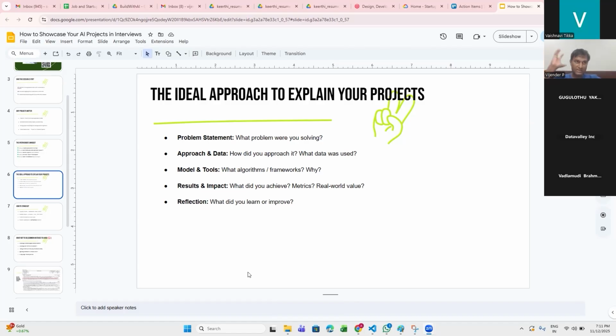The problem I'm solving in this project is to predict the temperature of a particular geography based on the historical time series data of temperature provided at a 1 minute interval for the given geography, right? That's the problem statement. Next, the approach and data. Now, how did you approach it?